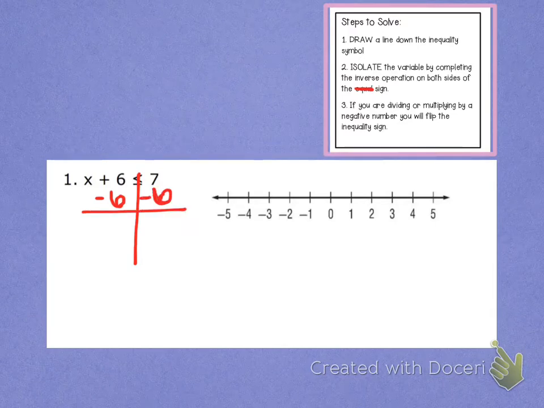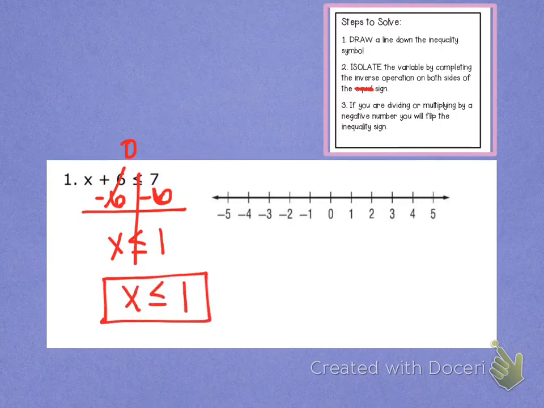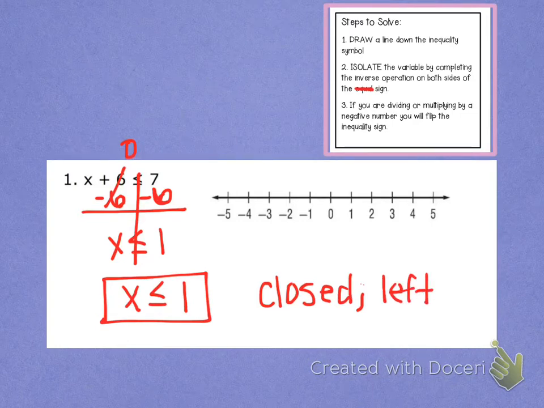Okay, so then 6 minus 6 is 0, and x plus 0 is just x. And so we're going to write our inequality, which is less than or equal to, and 7 minus 6 is 1. I'm going to rewrite my final inequality and box my answer. So because it's or equal to, remember, or equal a closed circle, and less than or equal to is pointing to the left. So here I'm going to 1, and it's a closed circle, and I'm highlighting to the left.